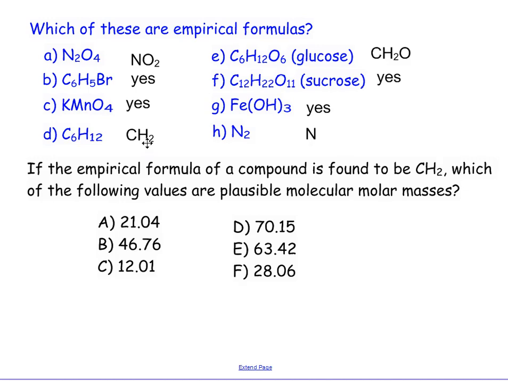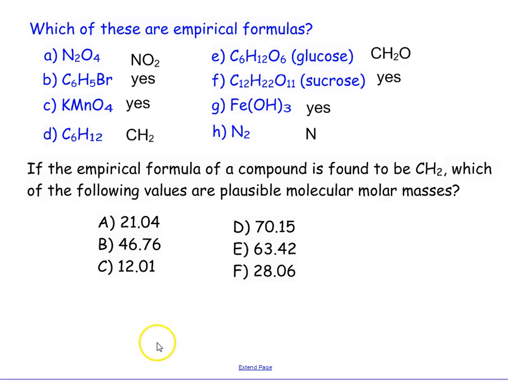There are lots and lots of compounds with the empirical formula CH2. Everything that is a cycloalkane, and all hydrocarbons with one double bond, all have the formula CH2. So figure out which of these has an empirical formula of CH2. There may be more than one. So pause, figure it out, and start again when you're ready.